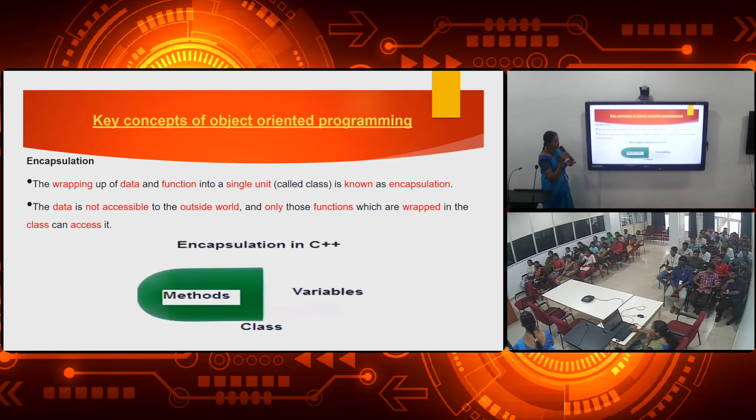So this is encapsulation. Wrapping up of data and function into a single unit is called binding together. That word is very important. That is what is called encapsulation. The data is not accessible to the outside world. Only those functions or the code which manipulate the data are going to access the data.